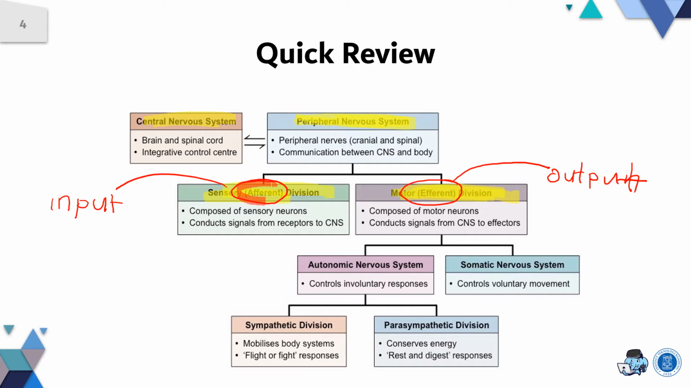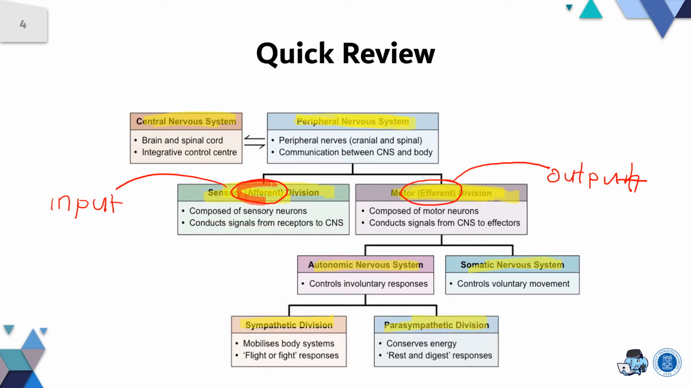And then the motor or the efferent division is also classified into two things, the autonomic and the somatic nervous system. And then the autonomic nervous system division is classified further into the sympathetic division and parasympathetic division. But all of this we will continue later to learn about the drug that's related to the sensory nervous system, and then about the drug that's related to the autonomic nervous system, sympathetic and parasympathetic nervous system.